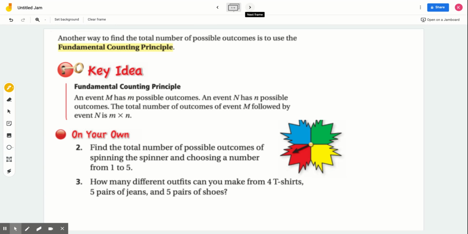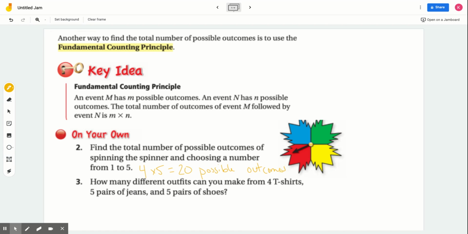Find the total number of possible outcomes of spinning the spinner and choosing a number 1 through 5. We know that spinning a spinner has 4 possible outcomes. We know that choosing a number 1 through 5 has 5 possible outcomes: 1, 2, 3, 4, and 5. So 4 times 5 is 20. 4 possible outcomes for the spinner, 5 outcomes for choosing a number, so 20 possible outcomes.